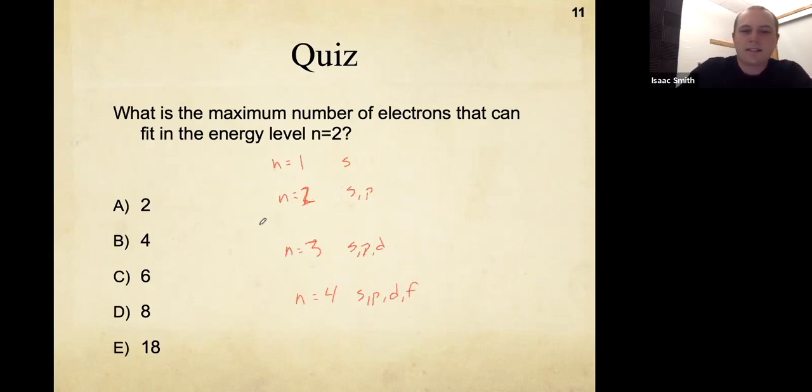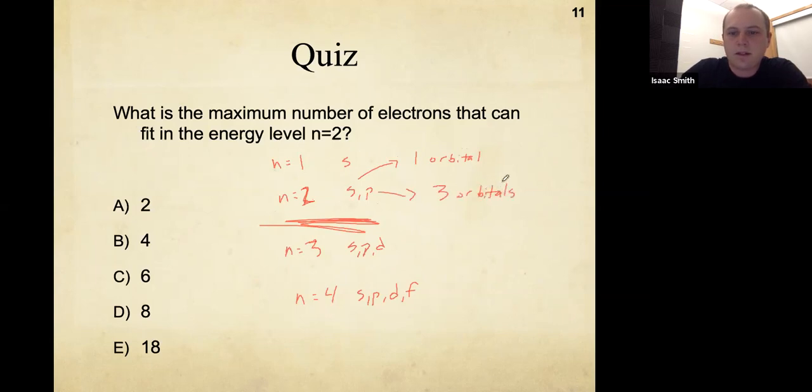Okay, so we're looking at this second energy level here, right? And within this energy level, we have 2 sublevels. We have the s sublevel, which holds 1 orbital, right? This is that spherical shaped one. And then we also have the p sublevel, which holds 3 orbitals. All right, and these are the ones that kind of look like the dumbbell shape like that. Okay.